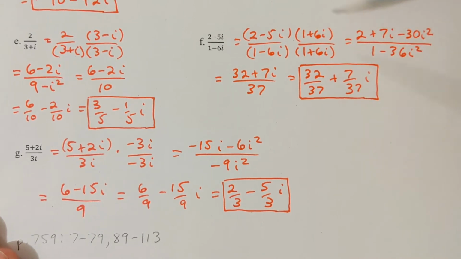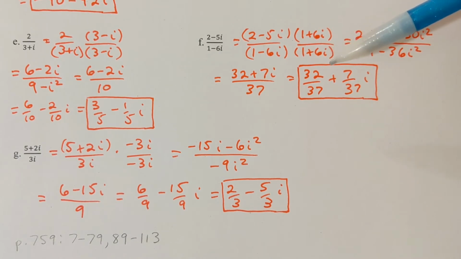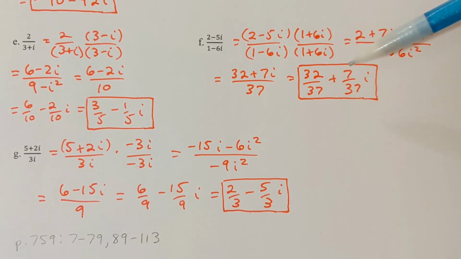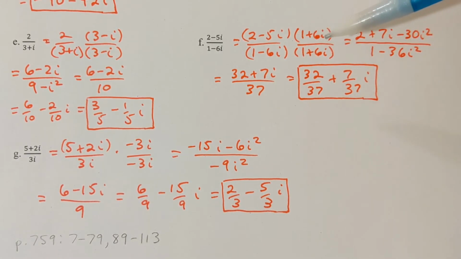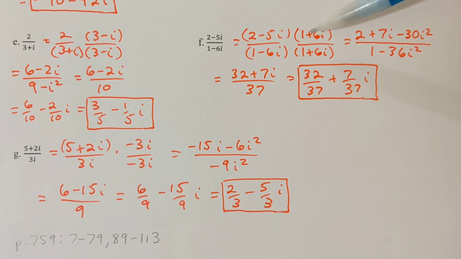Let's take a look at another one here. Part F, 2 minus 5i divided by 1 minus 6i. So I'll want to begin by multiplying the top and the bottom by the conjugate of the denominator. In the denominator, we have 1 minus 6i, so the conjugate of that would be 1 plus 6i. Now again, we should see I go away completely in the denominator. That's the whole reason for using the conjugate.